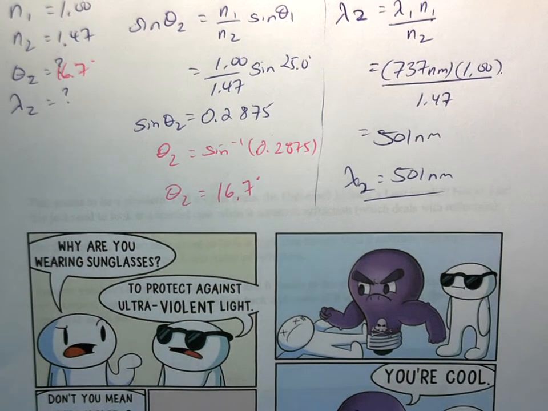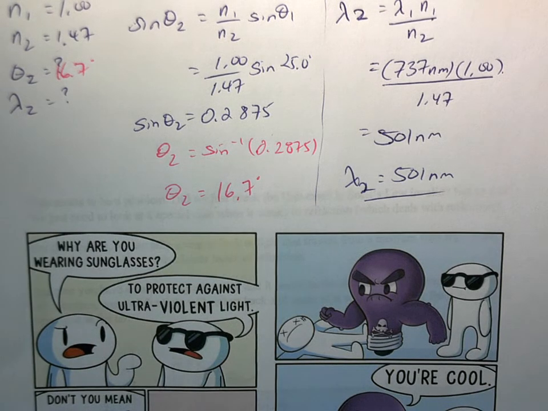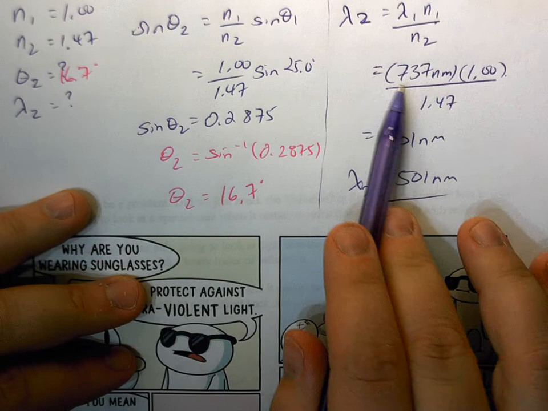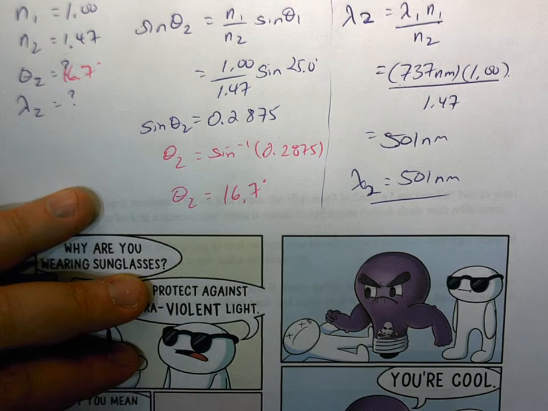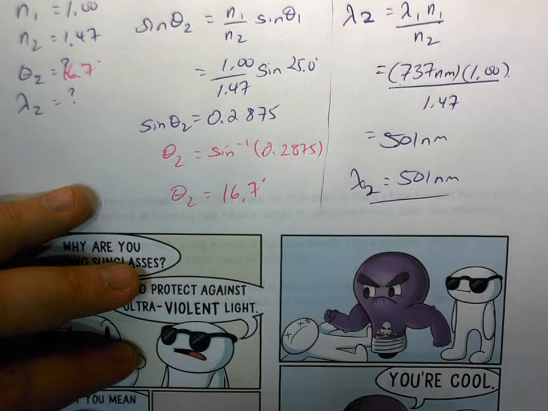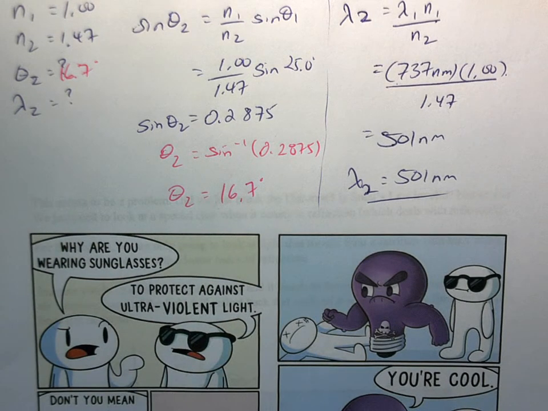Now, when we're going from a medium of low to high index, we expect light to slow down, and we know from our universal wave equation, v equals f lambda, if light slows down, wavelength has to decrease. Well, we're going from 737 nanometers to 501 nanometers, so that's good. That is consistent with the physics that we know. And that's pretty much the gist of Snell's law. But in the next video, we're going to show you where Snell's law falls into a bit of a pitfall. So stay tuned.